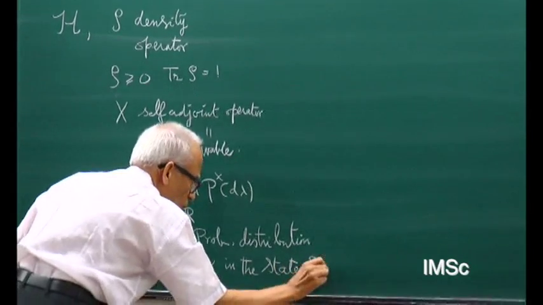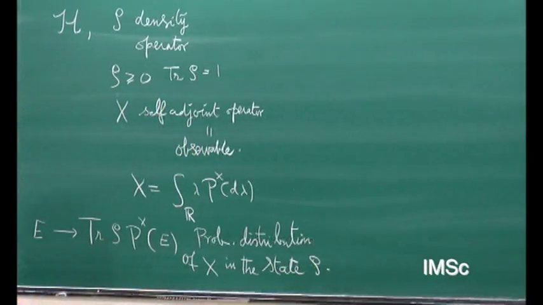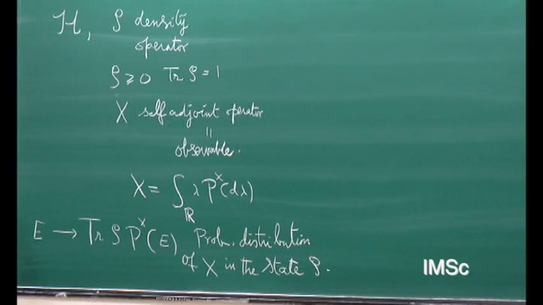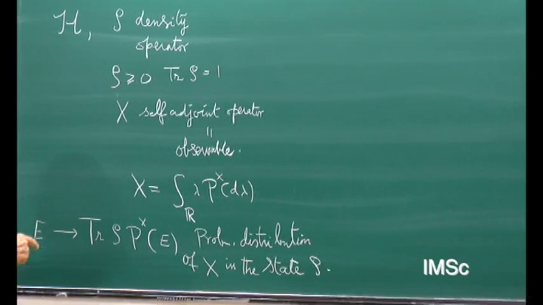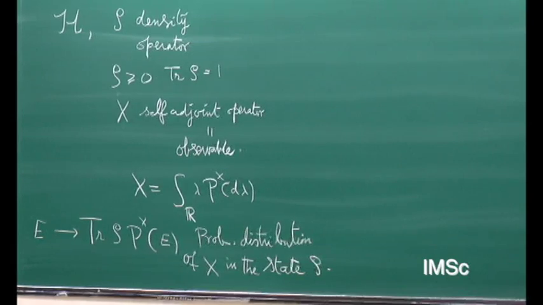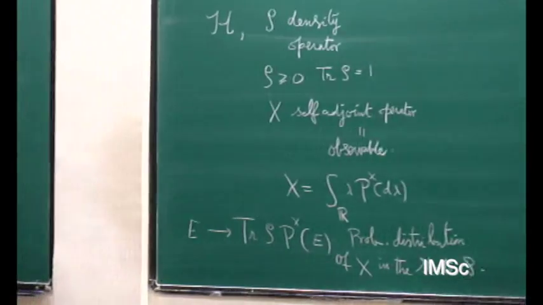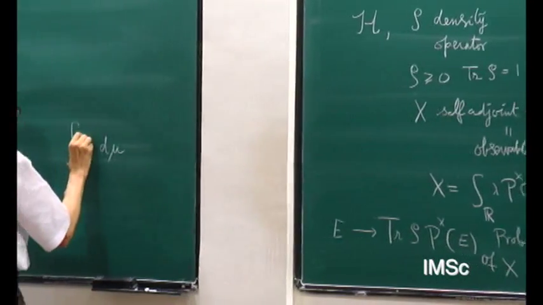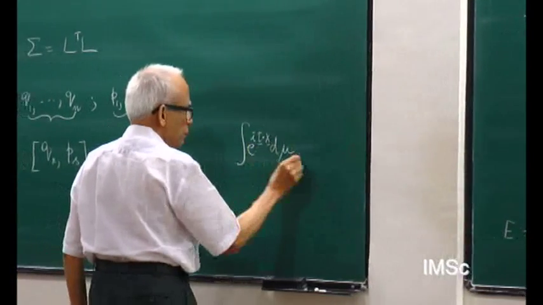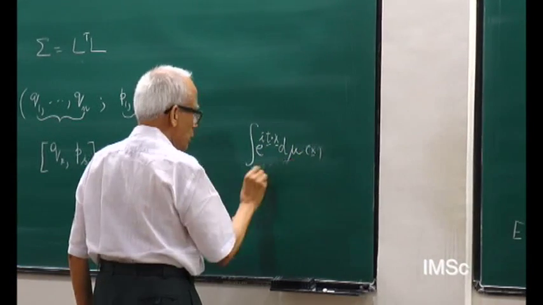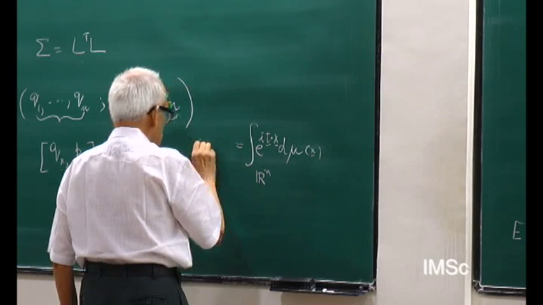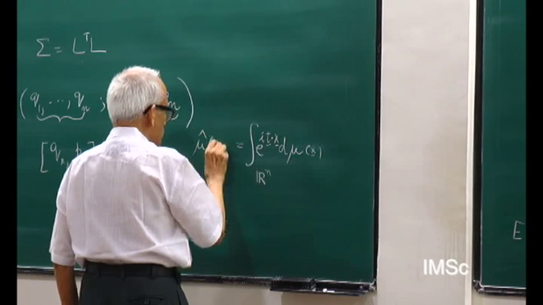In the state rho. Now, for a probability measure mu on Rn, if you have a probability measure mu, then you can consider the integral of e to the power i t dot x d mu x over Rn, that is the so-called characteristic function or Fourier transform.